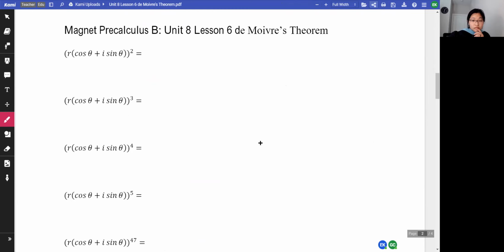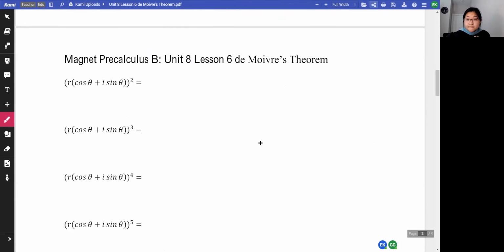All right. I got some problems for you. We're going to try to address this question. Now, to do that, we need to reflect on last lesson, where we talked about multiplying and dividing complex numbers in their polar form. We're going to do just that here, but with exponentials instead. R cosine theta plus i sine theta squared. What's that going to be?